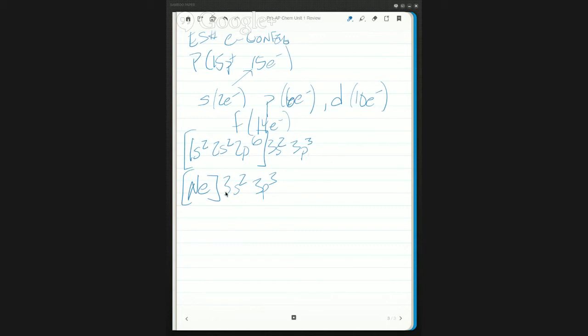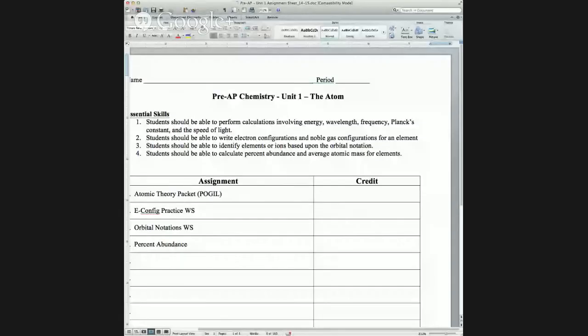So the third essential skill, I'll pick up the assignment sheet to look at that again. Students should be able to identify elements or ions based upon their orbital notation. I did have some students ask, well, how are you going to know, because they could have the same orbital notation. So I will have to tell you that, and I'll give you an example of what that might look like.